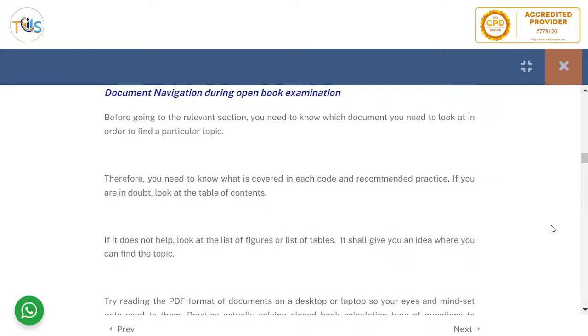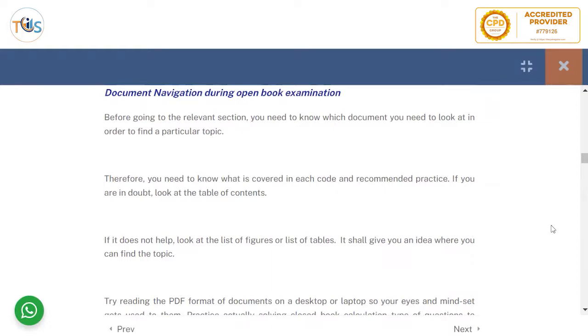Now there are a few hints that can help you. The most important thing is when you're solving our mock exam questions, please use these codes and recommended practices, actually go to them and visit them frequently, so you get the hang of it, where you can find that particular information. So that practice helps you a lot.